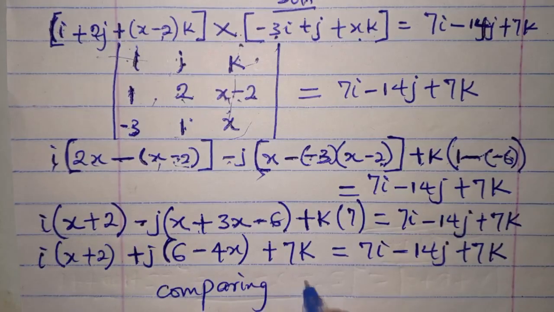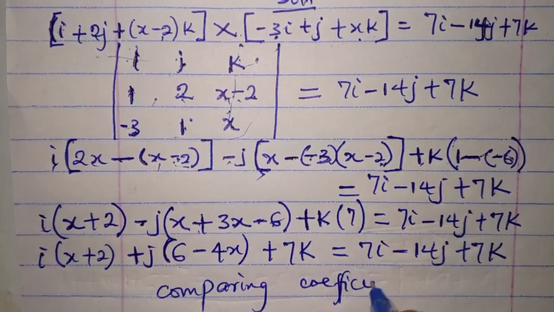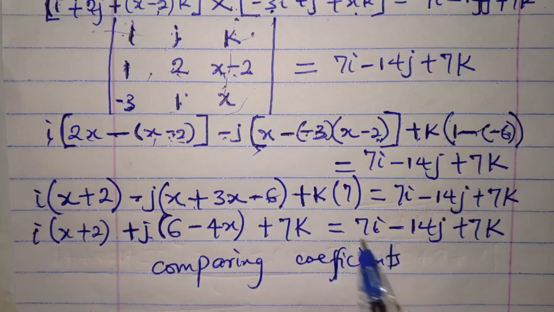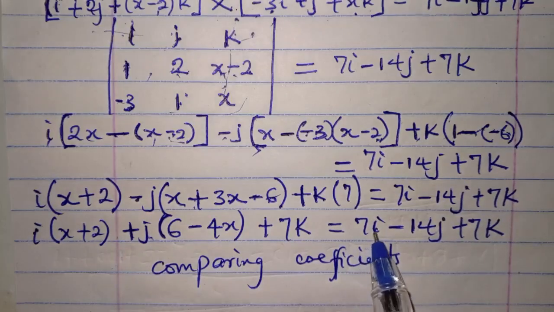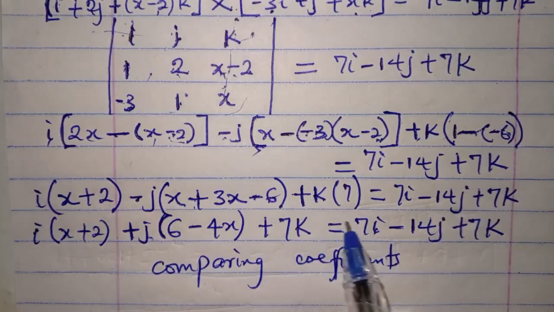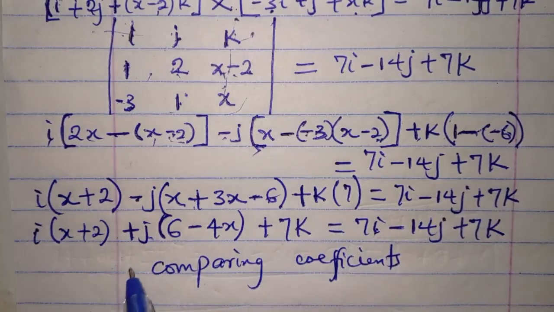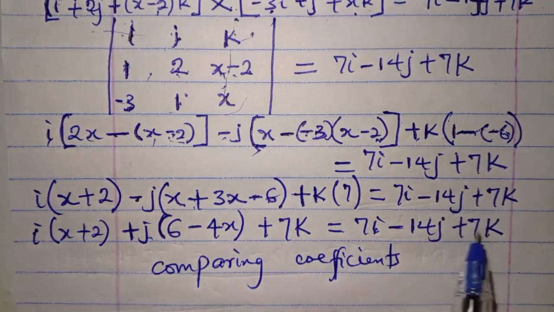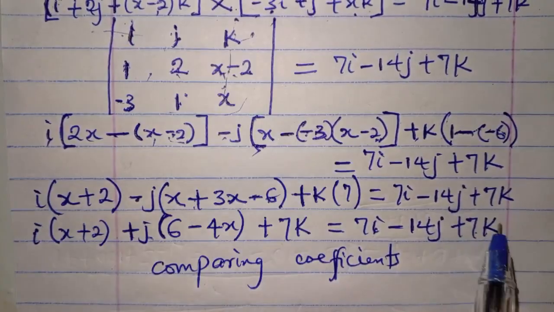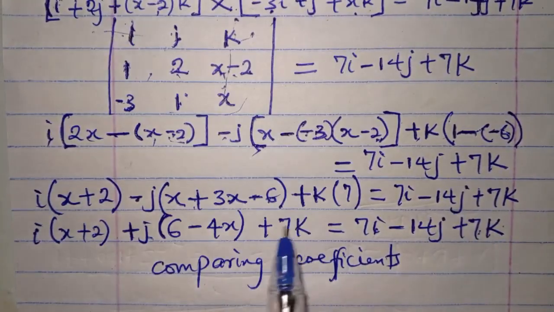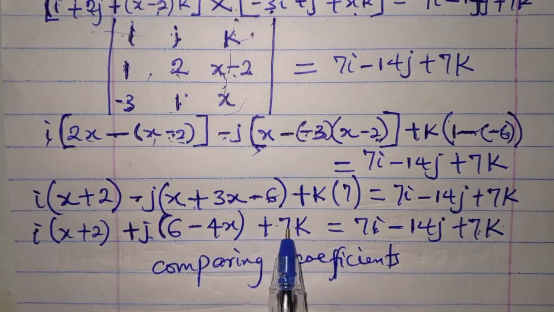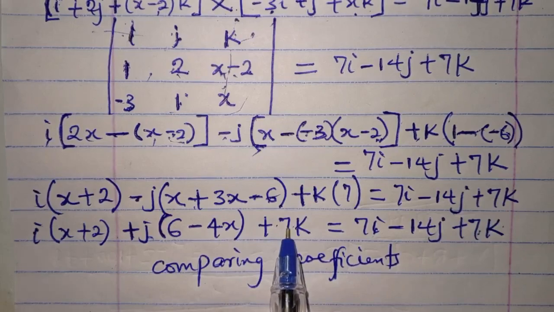Comparing coefficients. The corresponding coefficients of i, j, and k will be set equal to each other. It is obvious that for k here it is 7. That is, the coefficient of k here is 7. The coefficient of k here at the left is also 7. Okay, so that one is settled.